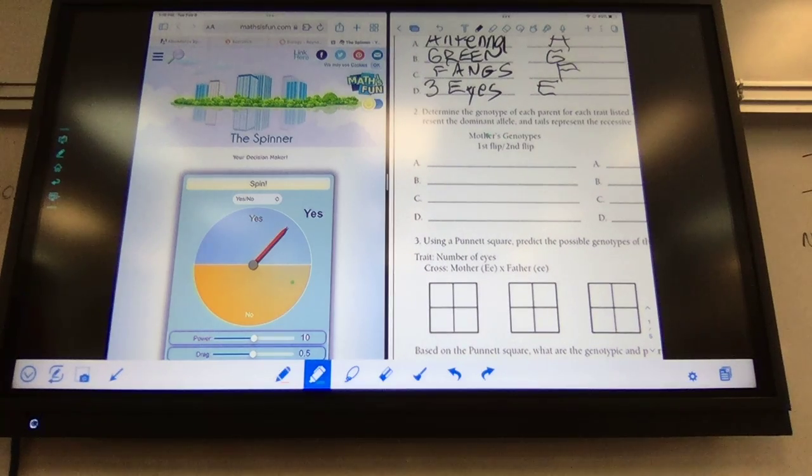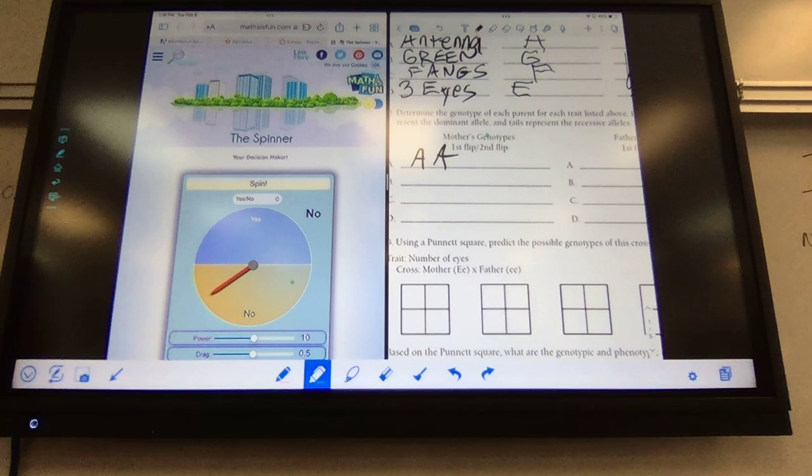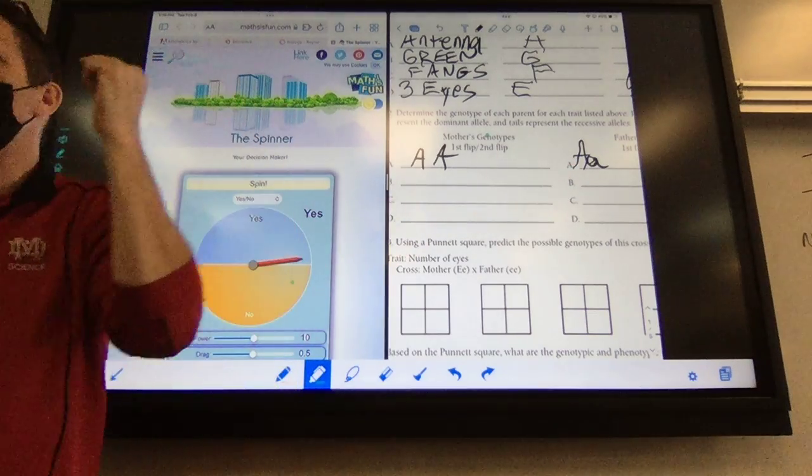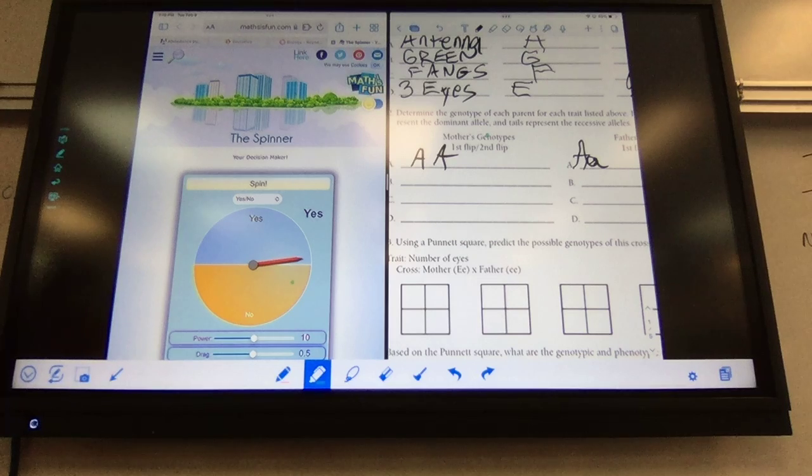So now I'm going to say that mom was a capital A because that was a yes. And a capital A. Lowercase letter a. And a capital letter A. By the way, you should always write the capital letter first. In Punnett squares, always put the capital letter first. Now, just to speed things up, I'm going to flip my coins, but you should try to have some randomness to it.